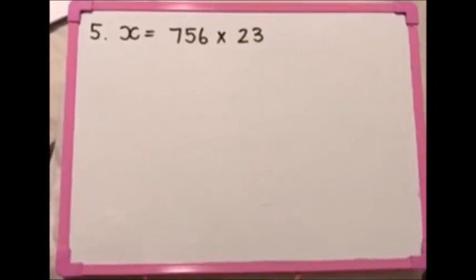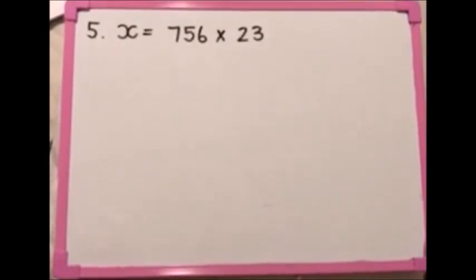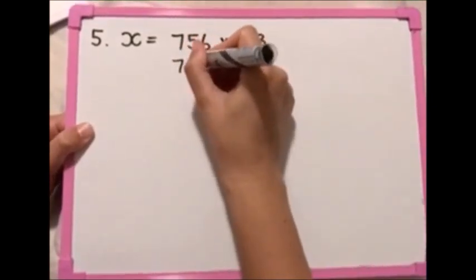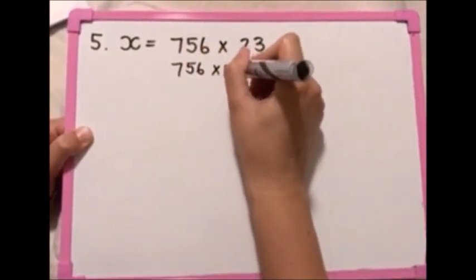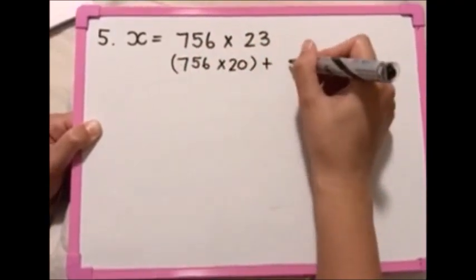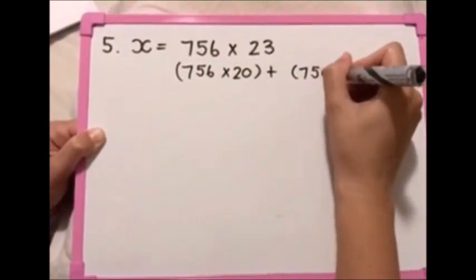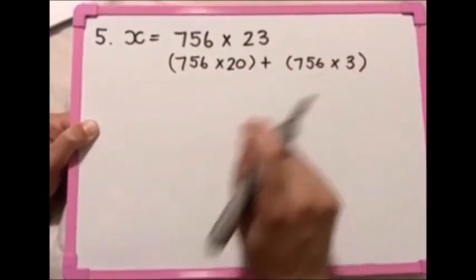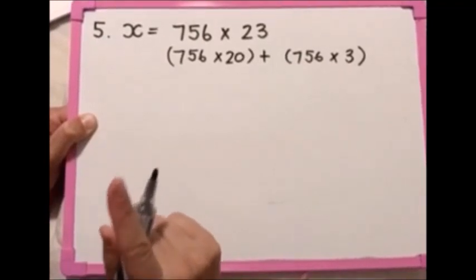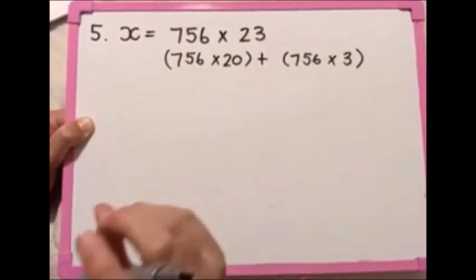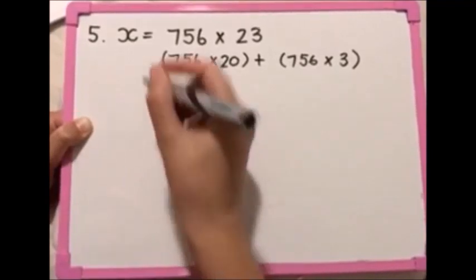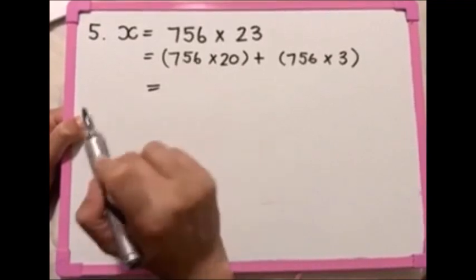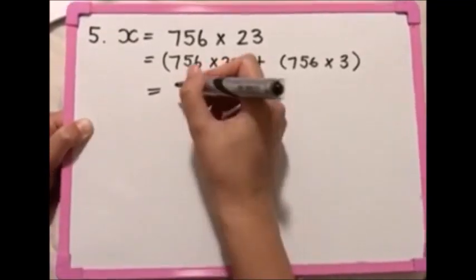756 times 23. Again, we have to break up the 23 into 20 and 3. So 756 times 20 plus 756 times 3. This is the same start that we used with method 1. The difference now comes in when we also break up the 756. We are going to break it up twice because we need to multiply it with 20 and with 3.